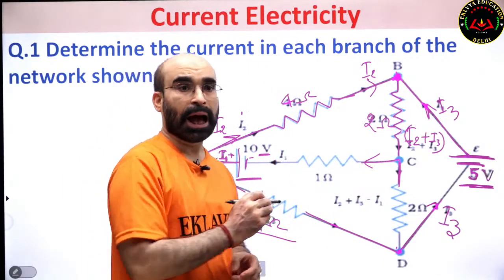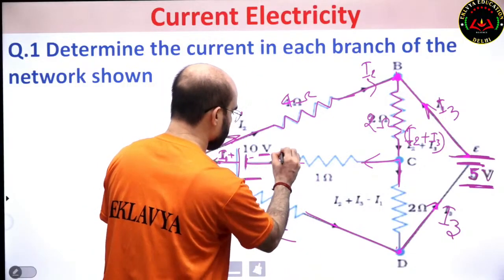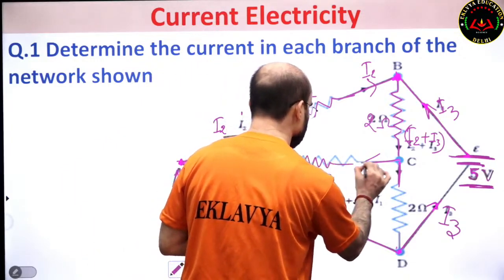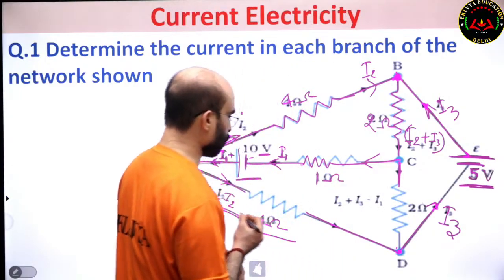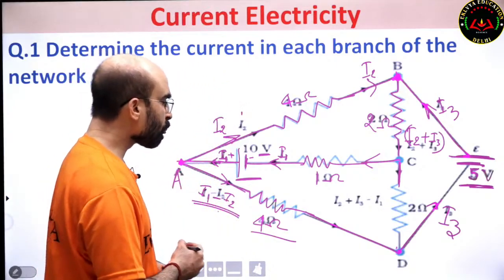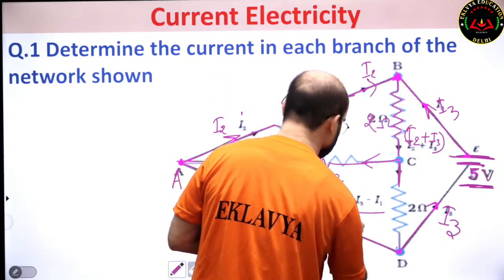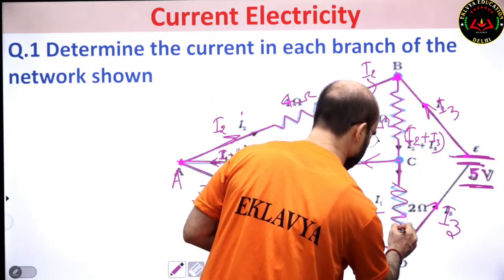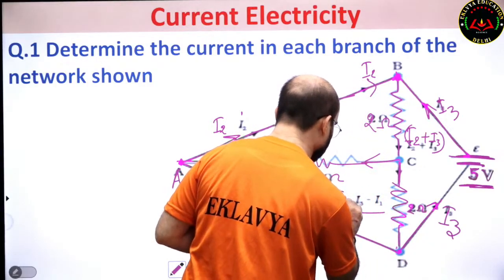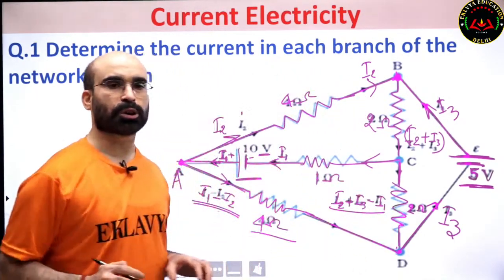Because in this cell, I1 has started, so on the negative side of this, I1 will again enter. This is what we need to understand. This is 1 ohm resistor. This is 1 ohm resistor. This is 4 ohm resistor. So what will happen? I2 plus I3 minus I1 would be here in this 2 ohm again. Across CD, 2 ohm resistor, I2 plus I3 minus I1. So this was the distribution of current.